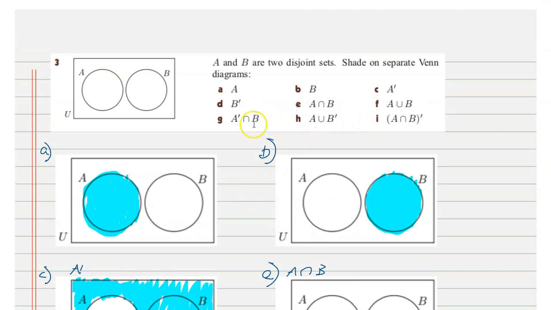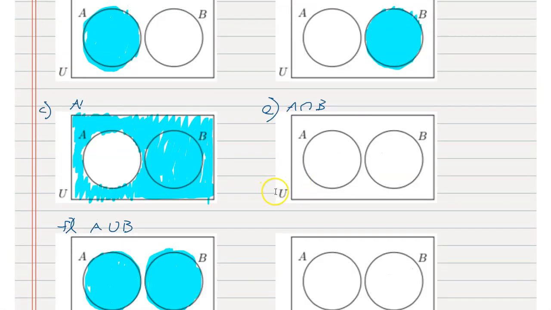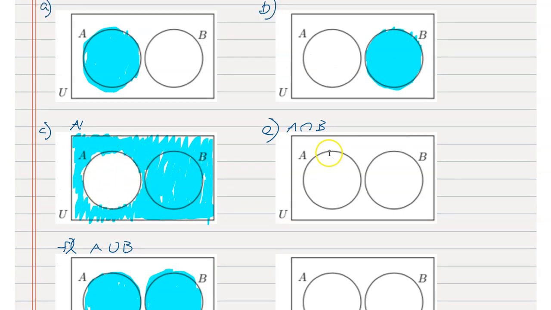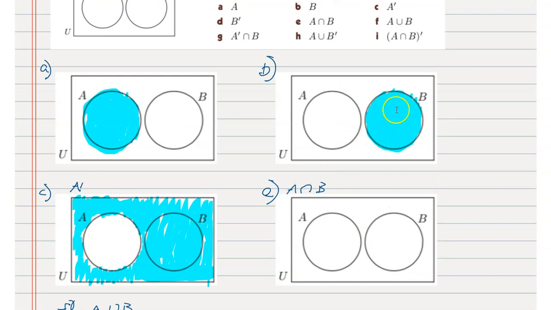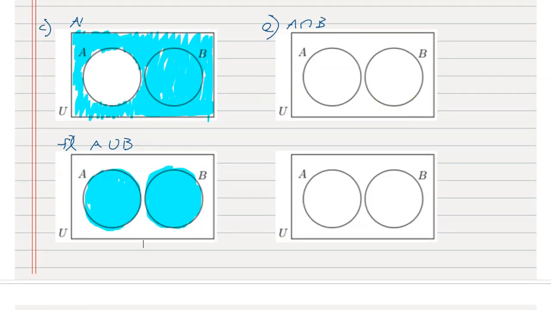Now going past F, we are going to see G, and G is the intersection of the complement of A and B. We'll notice that the complement of A is all of the area outside of the circle A, and B is everything inside circle B. So the intersection of the complement of A and B is going to be simply B.